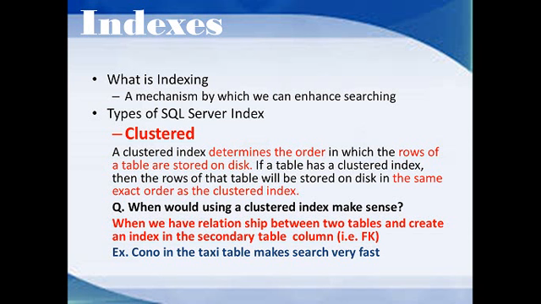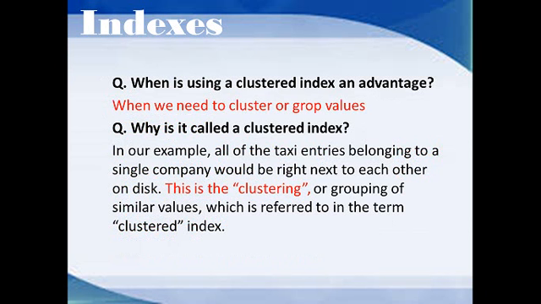There are different questions that will arise in your mind about when we are going to use this clustered index. That's a very big question. The simplest answer is that when we have a relationship between two tables and create an index on the secondary table column, that is a foreign key, it will automatically make the search fast. Another advantage of a clustered index is when we need clustering. Cluster means grouping things. When we need to group things, that is called a clustered index.